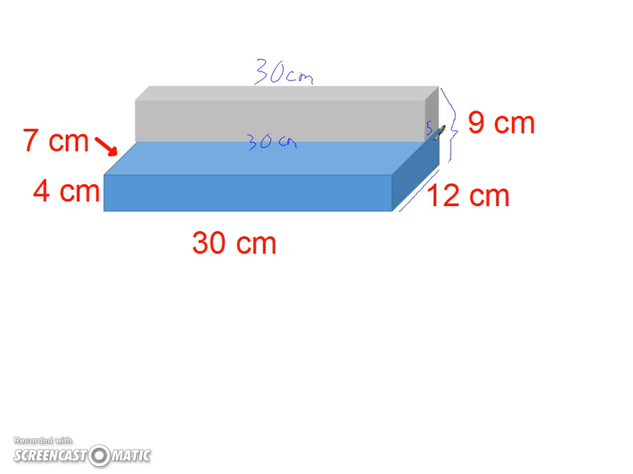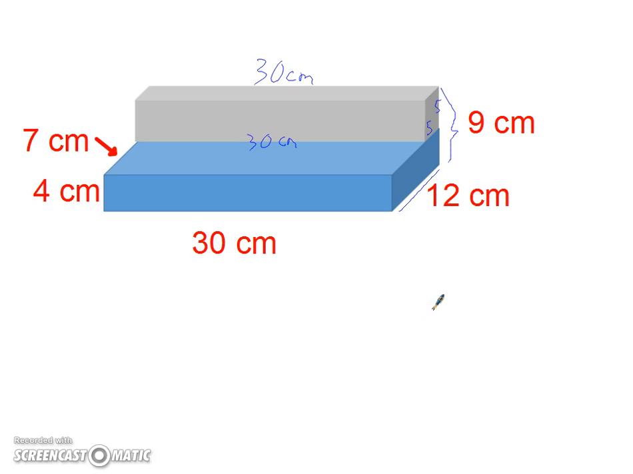I still need to find the height of it, and over here I see that the gray and blue together is 9 centimeters tall. And over here I see that the blue is 4 centimeters tall. So 9 minus 4 is 5. So now I have a measurement there of 5.